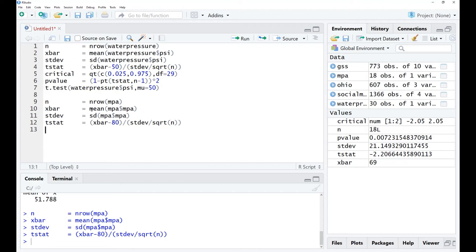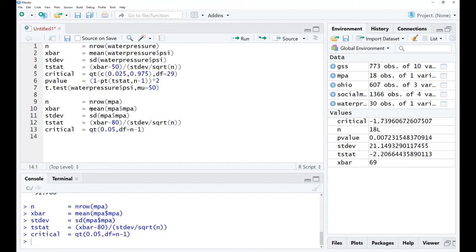Now, in order to determine the critical value, we are again going to use the function qt. But now we are only interested in 5% on one side. So in this case, we are going to say qt of 0.05 for n minus 1 degrees of freedom. And hence, that critical value is negative 1.74.